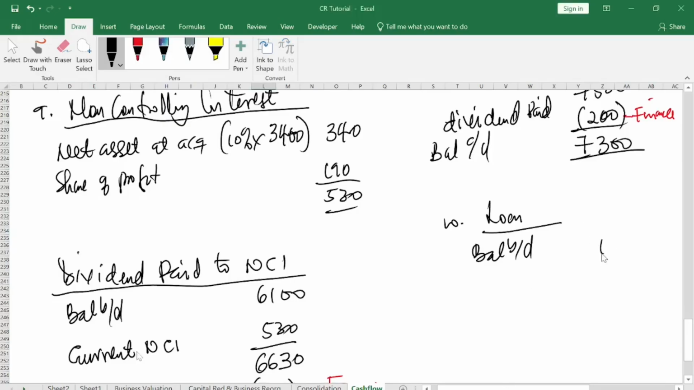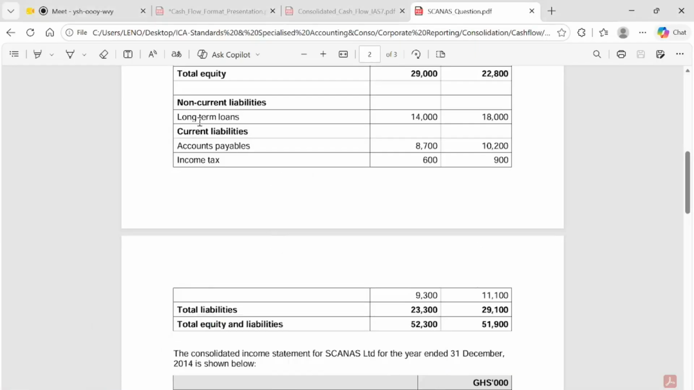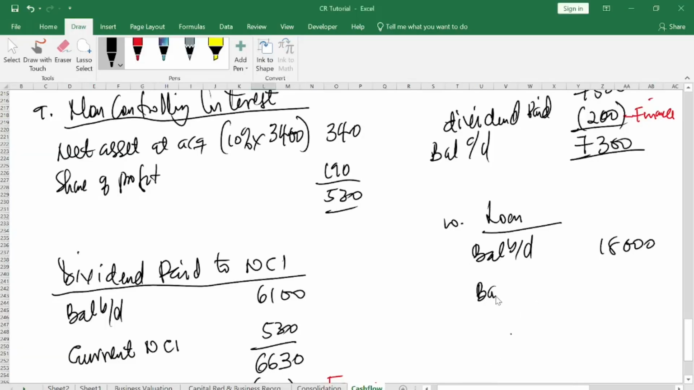Now there's no additional information on the loan. So what do you see? Closing is how much? Closing is 14,000. It means the company has paid part of their loans. So money is gone. How much? 4,000. So this one to loan, all of them goes to what?